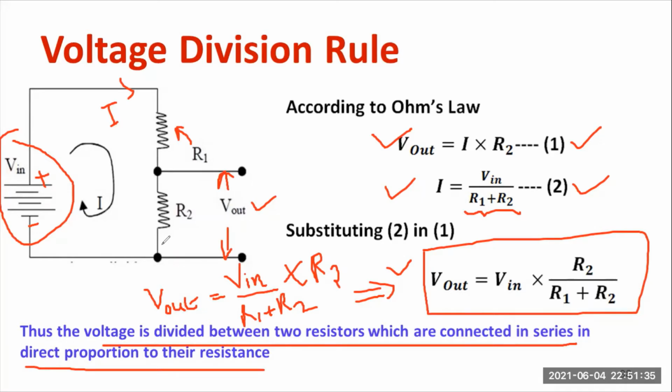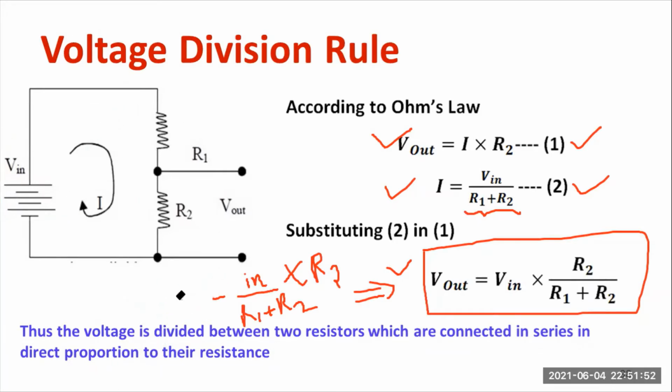That voltage drop will depend on the value of resistance. So here we can write V out is directly proportional to R2. That is true. The voltage drop will depend on the value of the resistor. So this formula is known as the voltage division formula or voltage division rule.